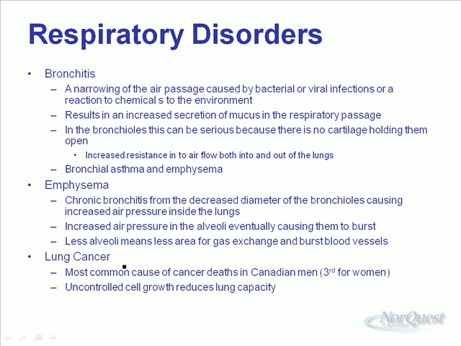Lung cancer is the most common cause of cancer deaths in Canadian men, third most common for women, and what it really is, is uncontrolled cell growth in the lungs. Basically, some of those lung cells get mutated, they stop working as lung cells, and just start reproducing on their own. They go through mitosis after mitosis after mitosis, making a great big lump in your chest cavity.